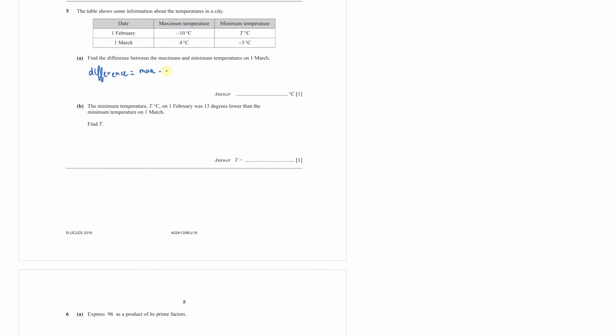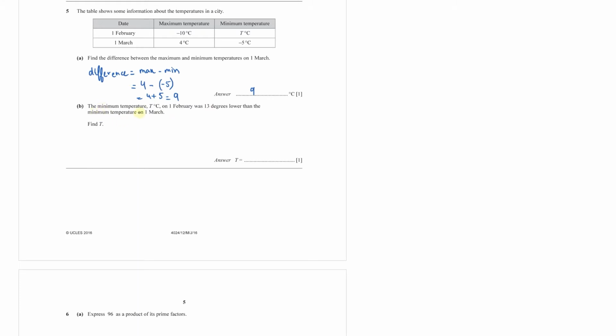maximum minus the minimum. So your maximum value on March 1st is 4 degrees. So you get 4, and then your minimum temperature is -5. So you do another minus and 5. So this minus into minus becomes plus, 4 plus 5, and this equals 9. So your difference is 9 degrees Celsius.